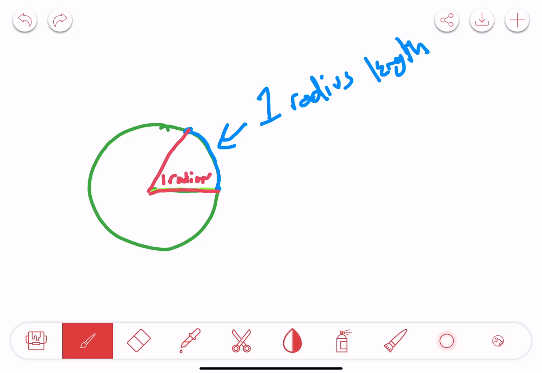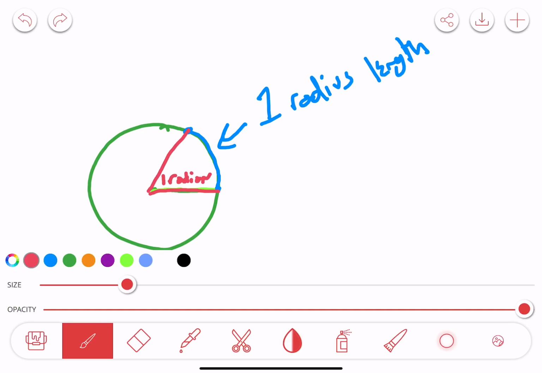Now, I want you to take a guess. Just take a quick guess. How many degrees do you think that is? Did you say maybe right around 60? Well, it's pretty close to 60. It's about 57. But it would be nice if we could figure out exactly how many it was instead of just a guess. So let's see if we can figure out how many of these radian lengths would fit all the way around the circle.